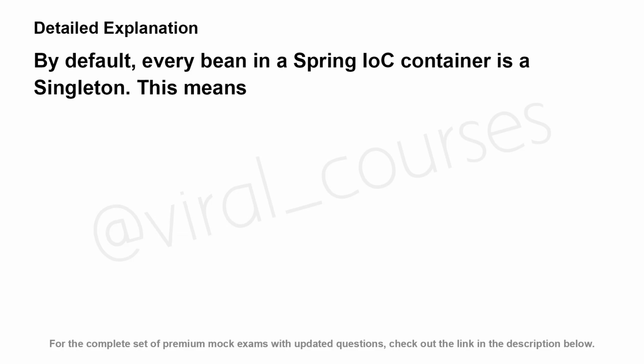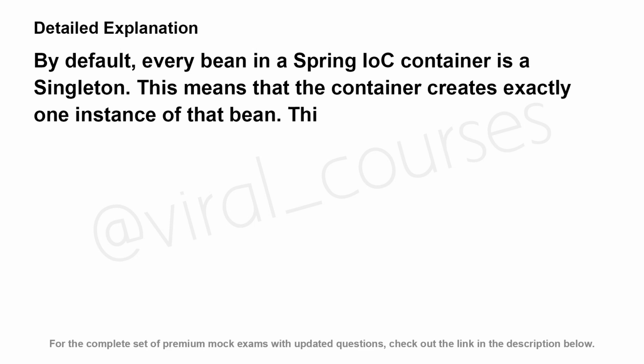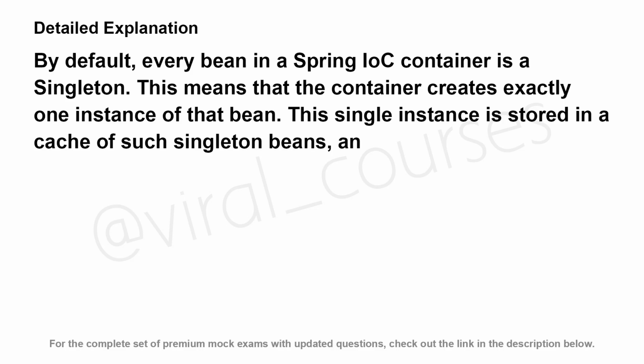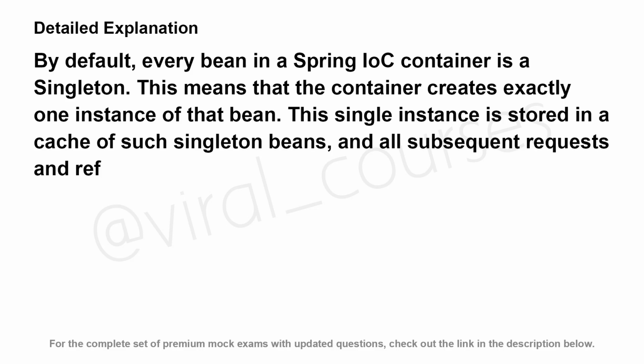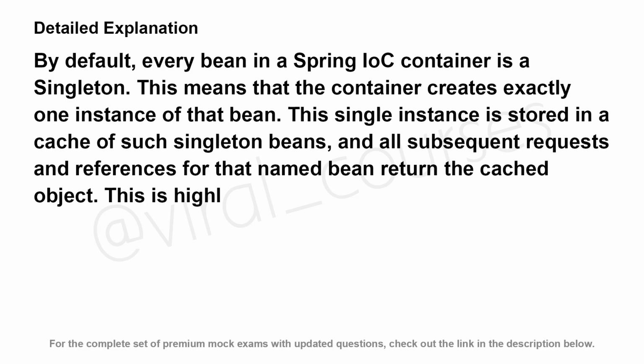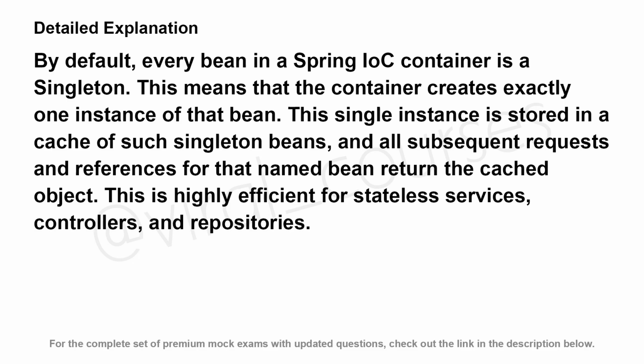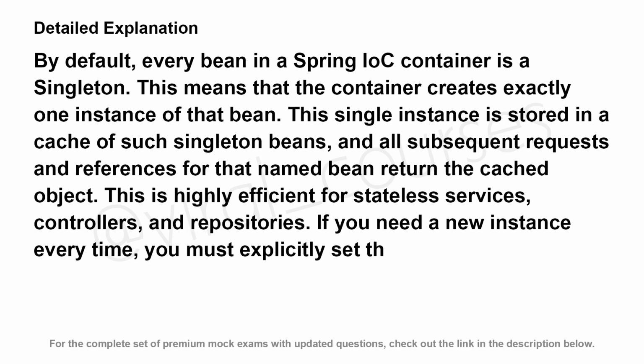By default, every bean in a Spring IoC container is a singleton. This means that the container creates exactly one instance of that bean. This single instance is stored in a cache of such singleton beans, and all subsequent requests and references for that named bean return the cached object. This is highly efficient for stateless services, controllers, and repositories. If you need a new instance every time, you must explicitly set the scope to prototype.